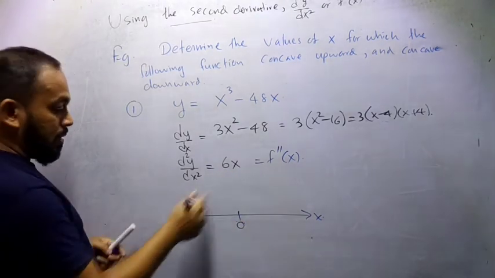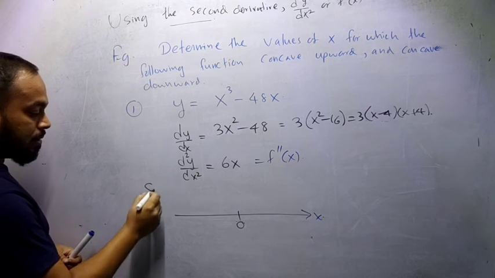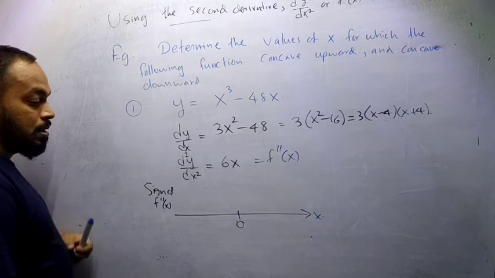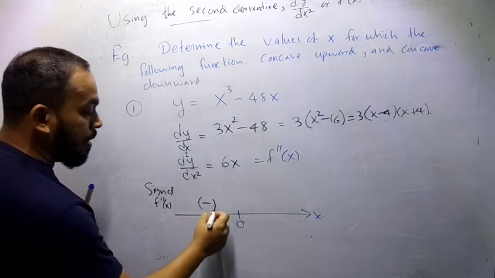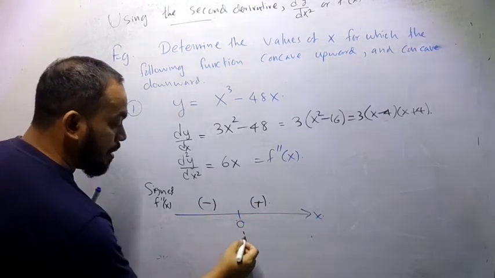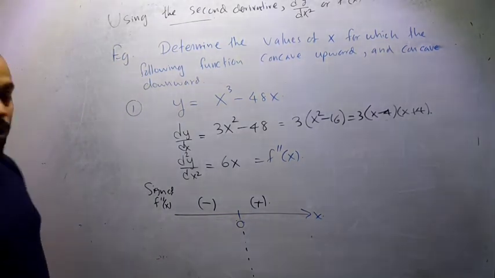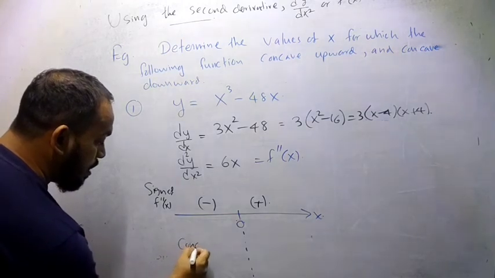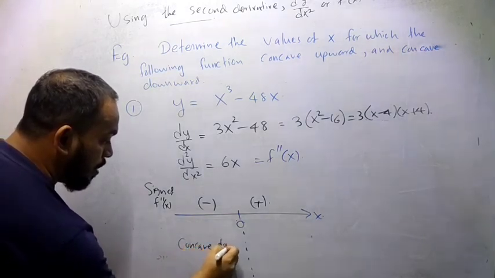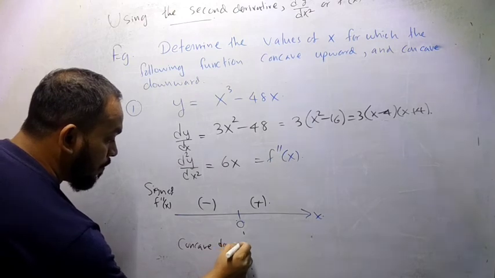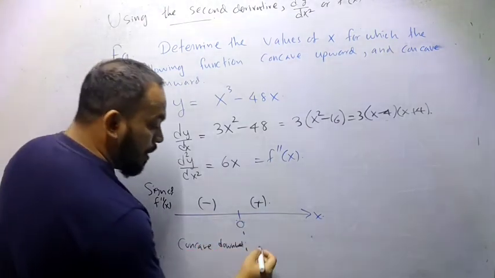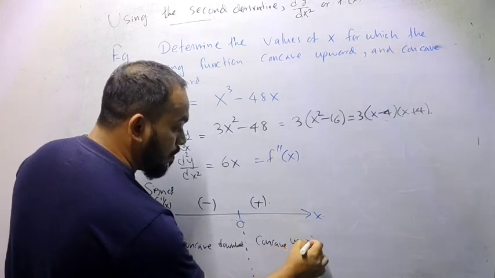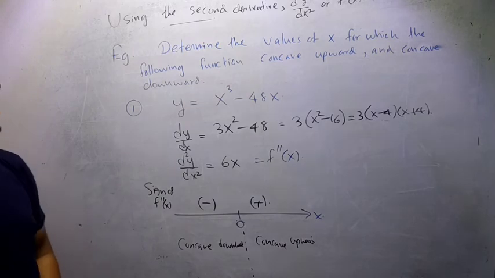Now we can find the sign of f double prime of x. On this region it is negative, on this region it is positive. So we'll divide the region, and we know if it is negative, that means concave downward. Positive means concave upward, right? So now you can write down the region.